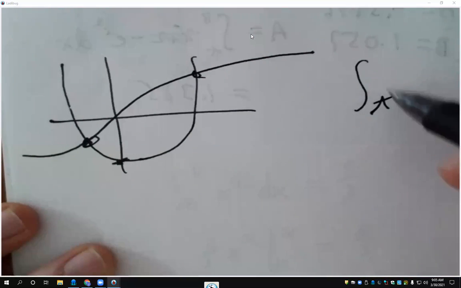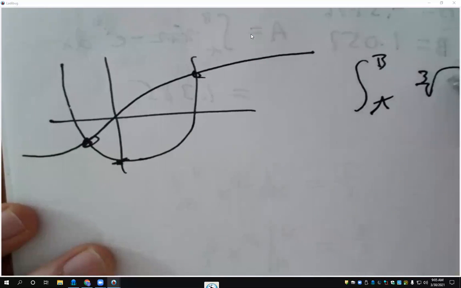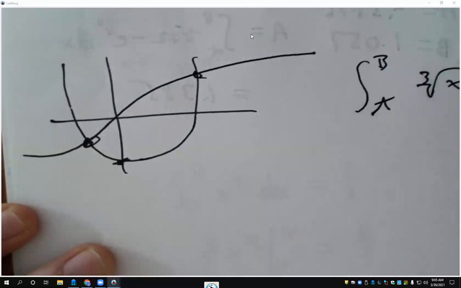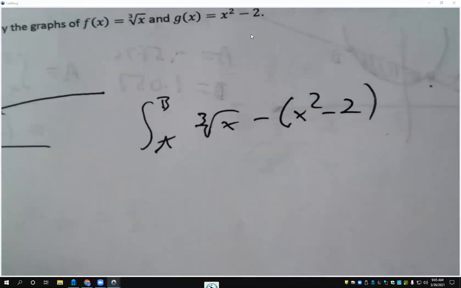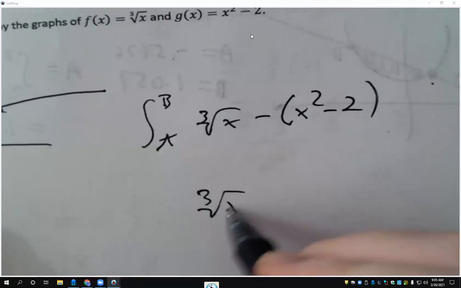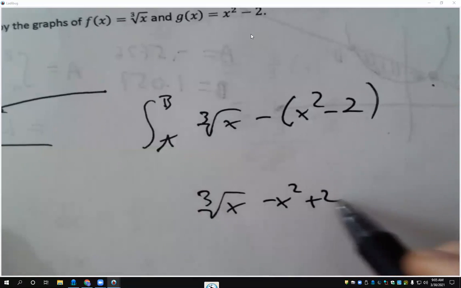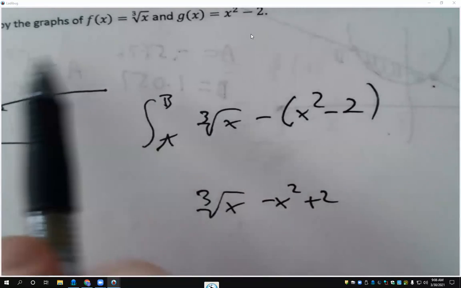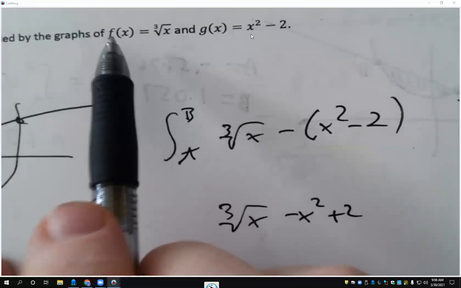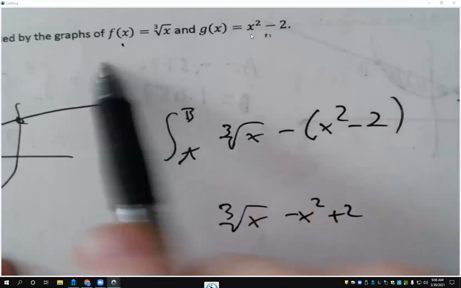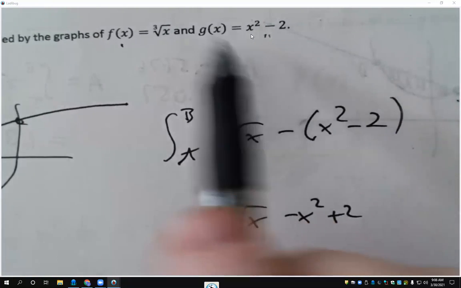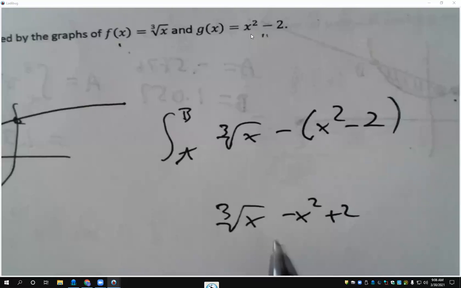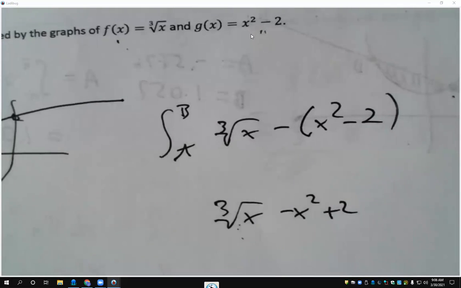So it's the integral a to b of cube root of x minus x squared minus 2, or cube root of x minus x squared plus 2 if you wanted to distribute, if you wanted to type it into your calculator that way. Again, I would type it in like you said, but if this is y1 and this is y2, it's y1 minus y2. Okay, thank you. Yeah, no problem.